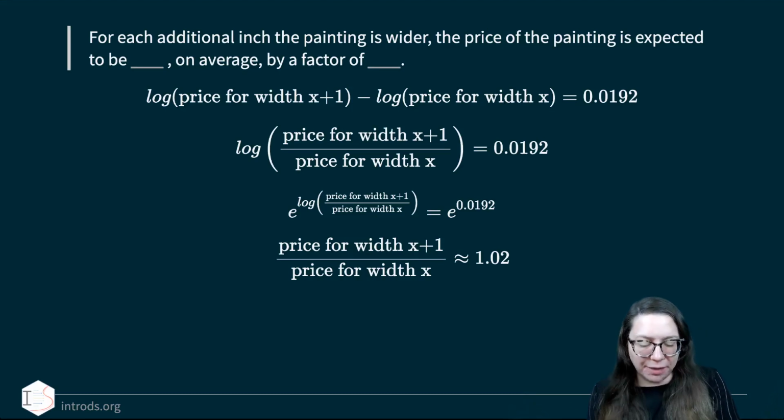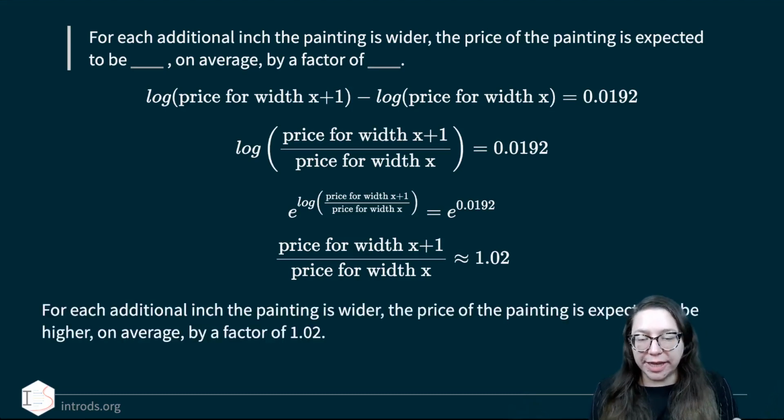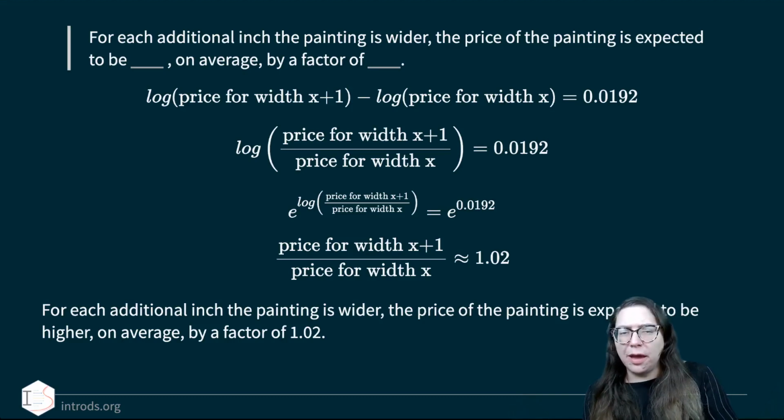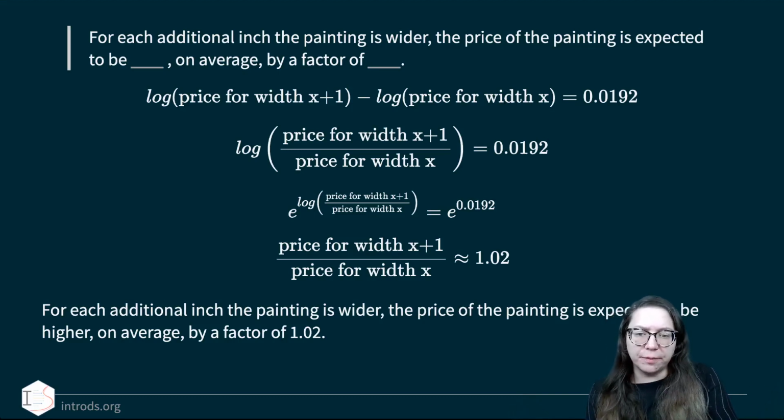So what this is telling me is that for each additional inch the painting is wider, the price of the painting is expected to be higher, right? On average by a factor of 1.02. It's higher because the ratio of these two prices of these two paintings is a positive number. So that's why we're saying it's higher on average by a factor of 1.02. Another way of saying this would be more expensive by 2% or so.